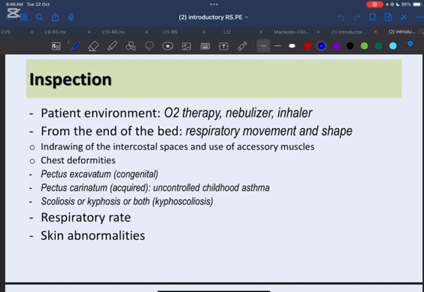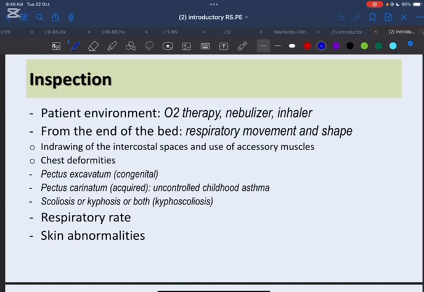As we said, indrawing of the intercostal muscles and use of the accessory muscles as well. Chest deformities are important: pectus excavatum, pectus carinatum. Excavatum, from its name, cavity. Memorize it from cavity. Cavatum means a cave, a hollow. So excavatum goes inward, carinatum goes outward. Excavatum is most of the time congenital, always, generally. And carinatum can be acquired.